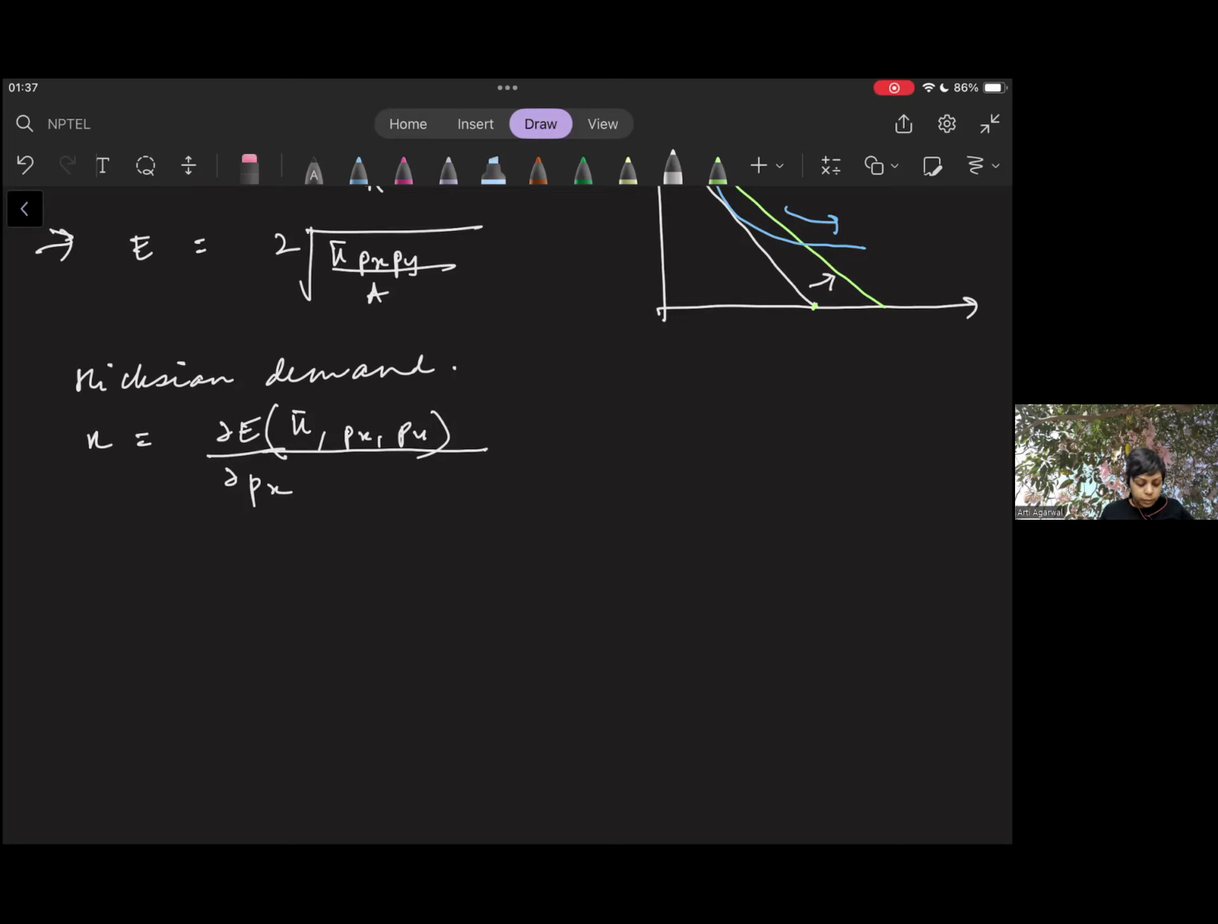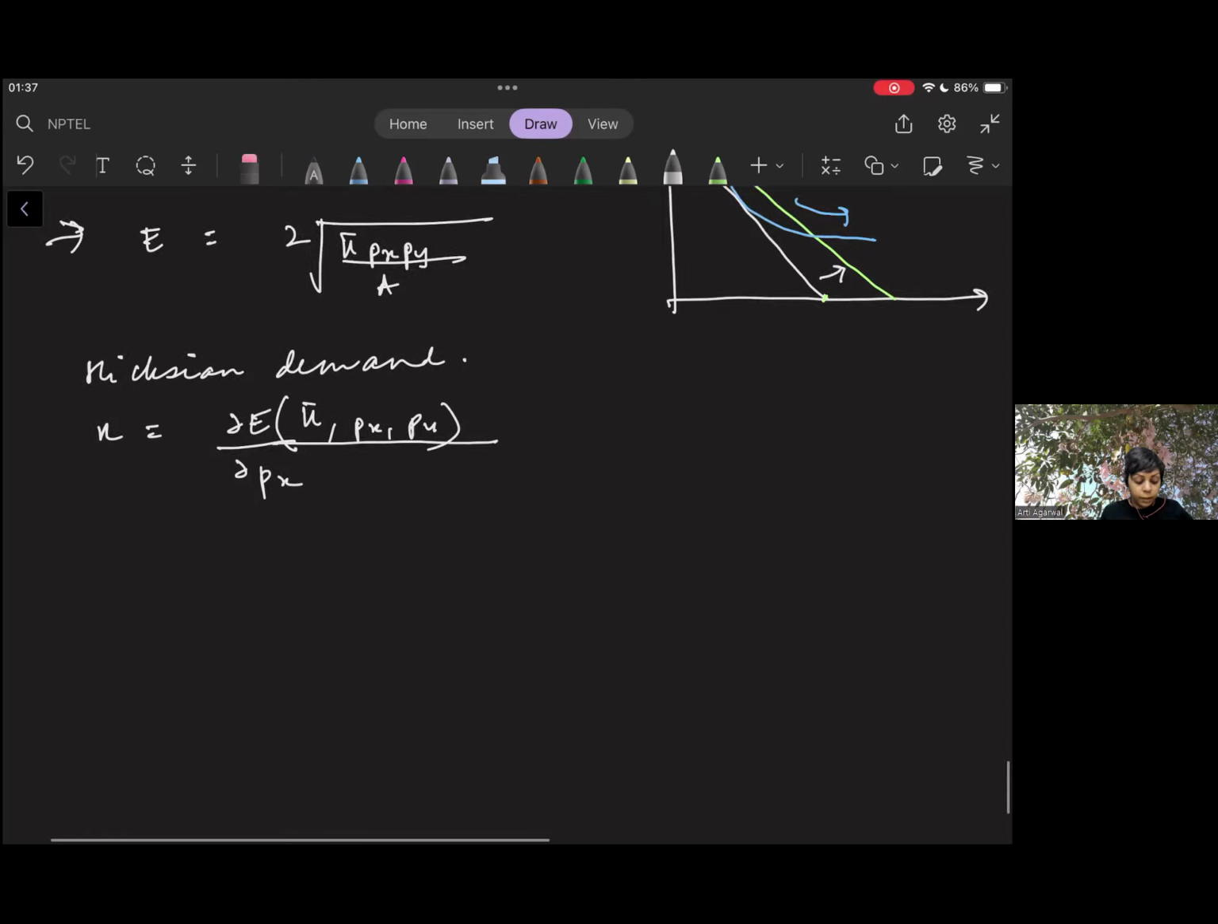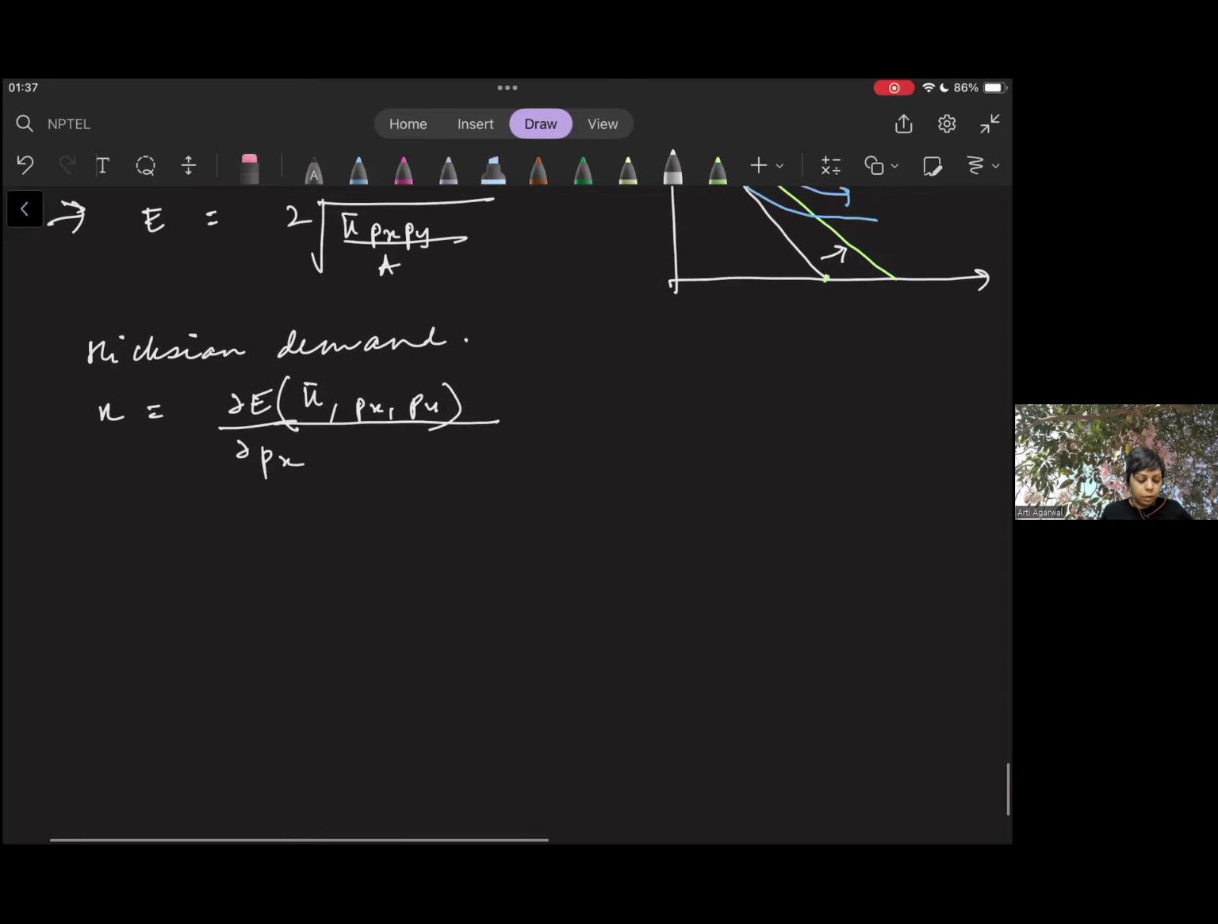You have to remember that this e is not the e we had in the original equation, px x + py y. This is not that e. This e is a function of u bar, px and py. So please don't make that mistake, because sometimes people think the demand for x is the partial derivative of e with respect to px, and if you apply that in the original expenditure function, of course you'll get x right back, but you won't get the function, right?